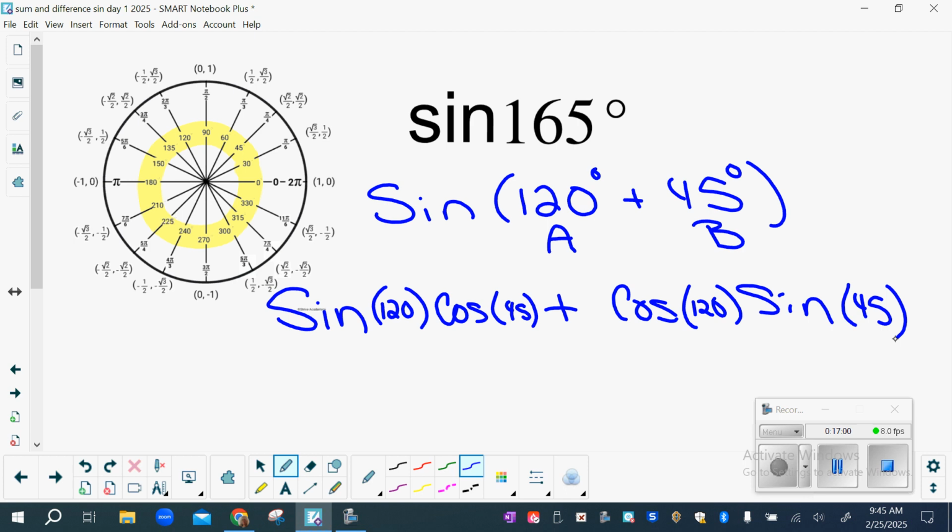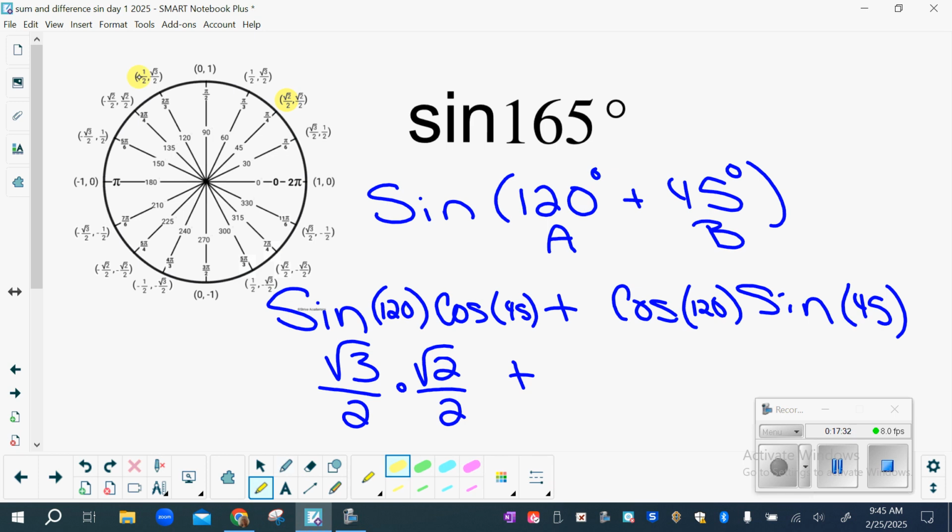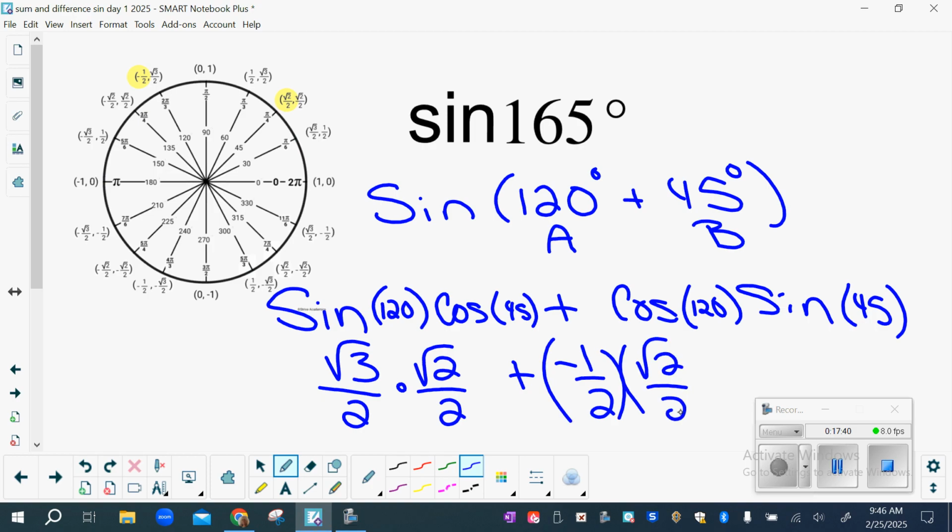Go to your unit circle. Are you ready? Grab your little unit circle out. Pick off the sine of 120. There he is. He's root 3 over 2. Boom. Go to cosine of 45. Pick him off right here. Root 2 over 2. Plus, go to cosine of 120. Watch it. It's negative. Be careful. It's negative 1/2. And do this guy, root 2 over 2.